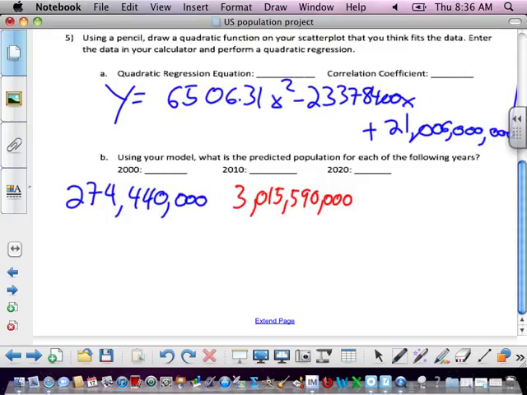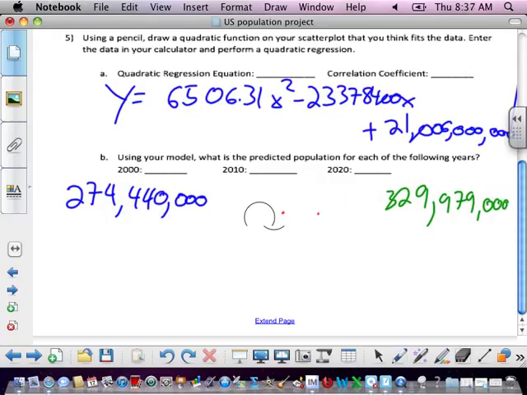In 2020, 329. I think I added a 0 for 2010. Anybody get a different answer? I think I added an extra 0. I think it actually should be 301 million. That would make sense because in 2020 we had more people.